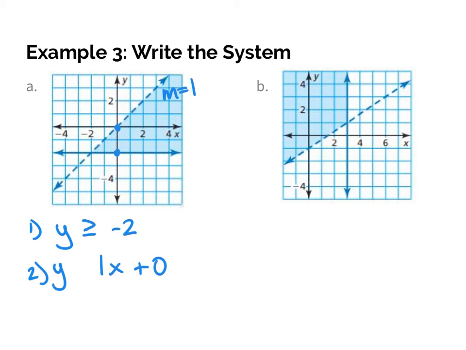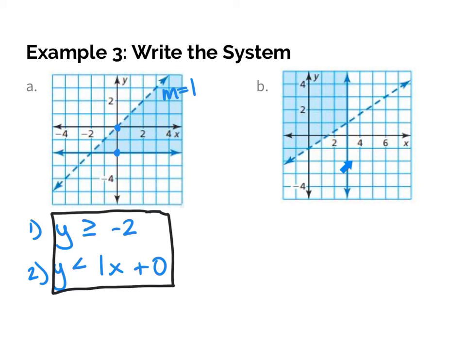And now what I got to do to finish this off is think about what inequality symbol I would use. So notice I have here the shaded region is below this line. So if it's below, that means I'm going to use the inequality symbol less than. And then you will also recognize that it's a dashed line. So the question is, would I use less than or equal to? Now because it's a dashed line, I'm going to use the less than and not include the equal to. So that means my system of inequalities would contain these two inequalities: y is greater than or equal to negative 2, and y is less than 1x plus 0, or just simply 1x. All right, try this next example B on your own.